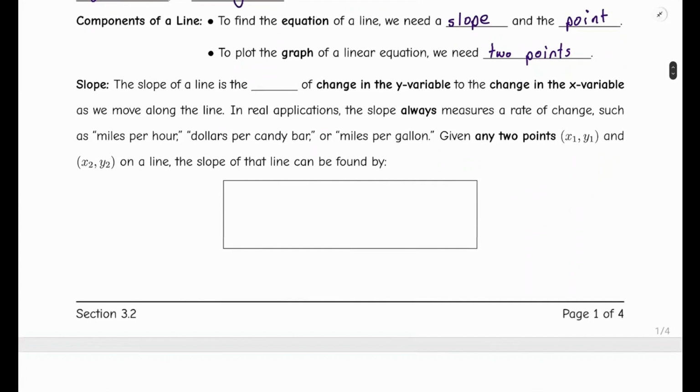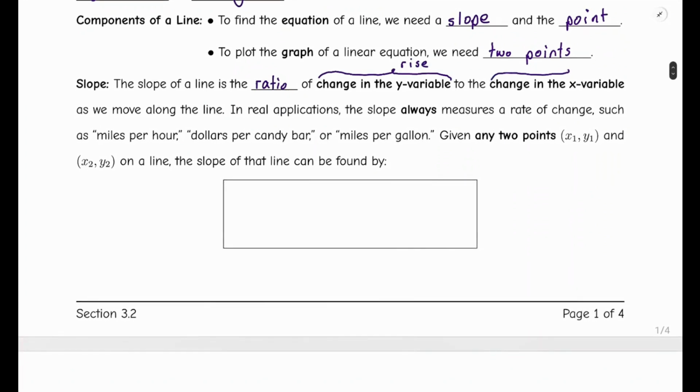Slope. The slope of the line is the ratio of the change in the y variable to the change in the x variable. The change in the y variable, because the y variable is usually vertical, so this is the vertical change, is normally called the rise. And the x variable is the horizontal variable, so that's left to right, so this is called the run. In real applications, the slope always measures a rate of change, such as miles per hour, dollars per candy bar, or miles per gallon.